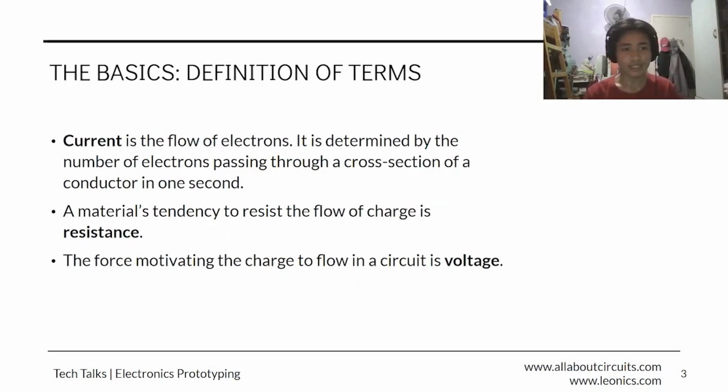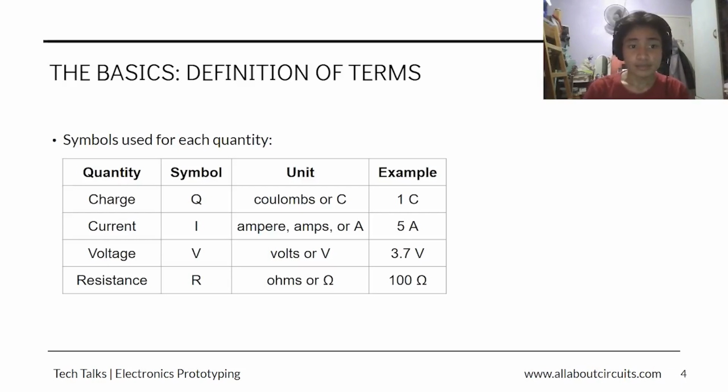Current is the flow of electrons. It is determined by the number of electrons passing through a cross-section of a conductor in 1 second. A material's tendency to resist the flow of charge is called resistance, and the force motivating the charge to flow in a circuit is voltage. These are the symbols used for each quantity.